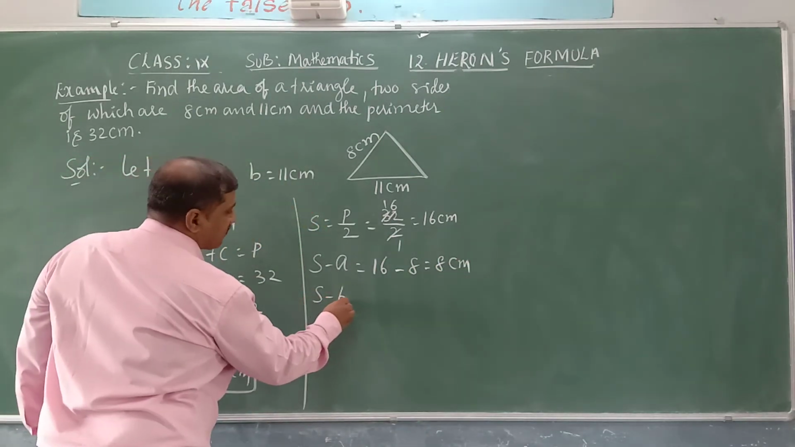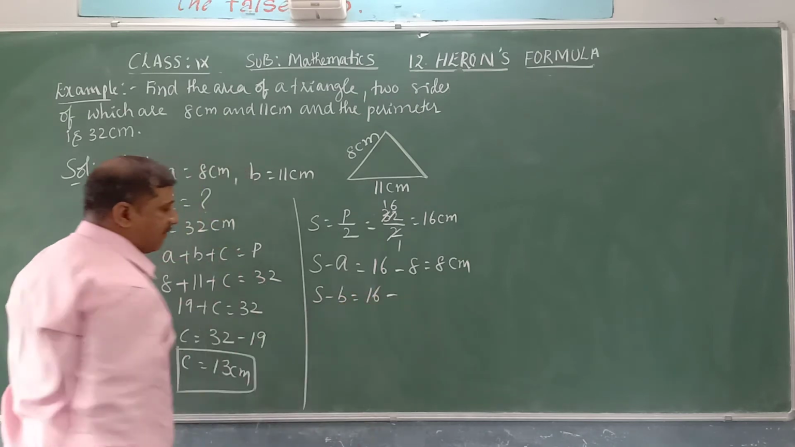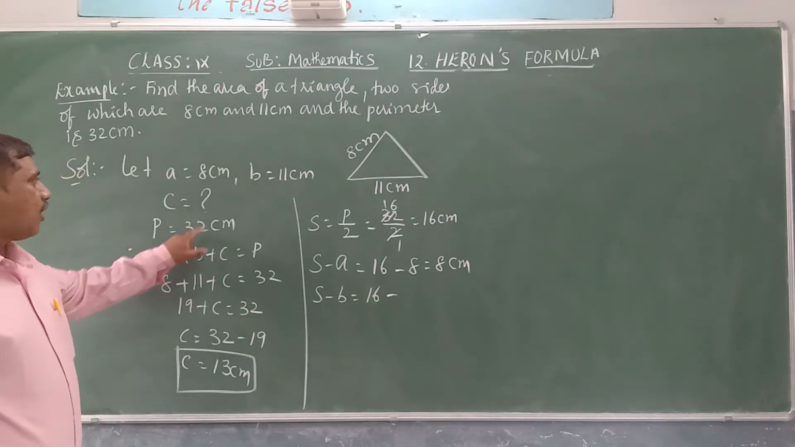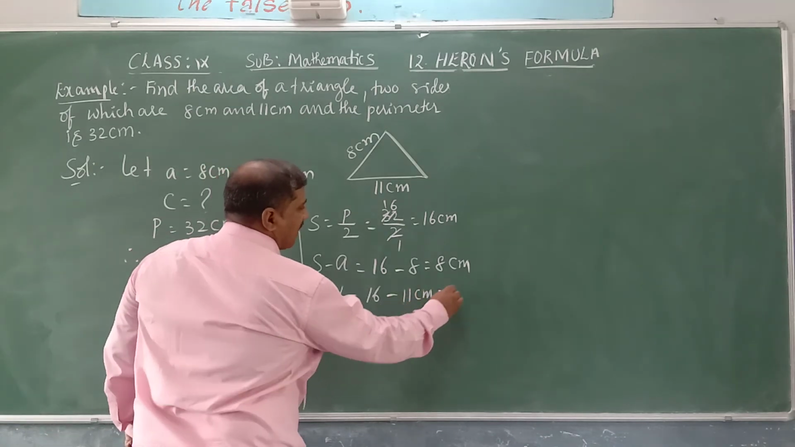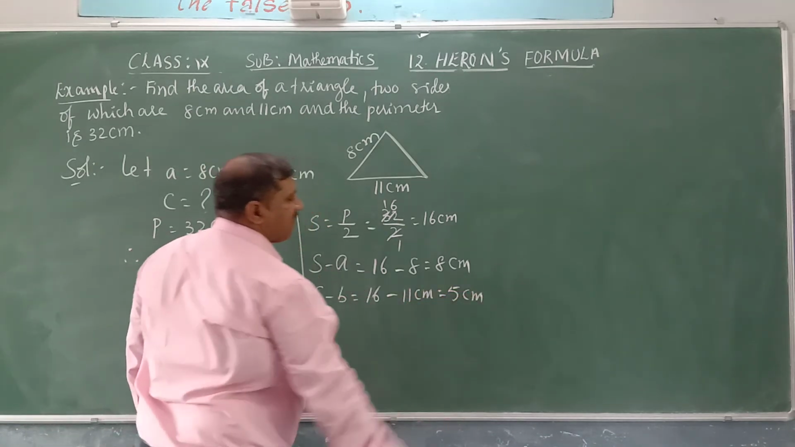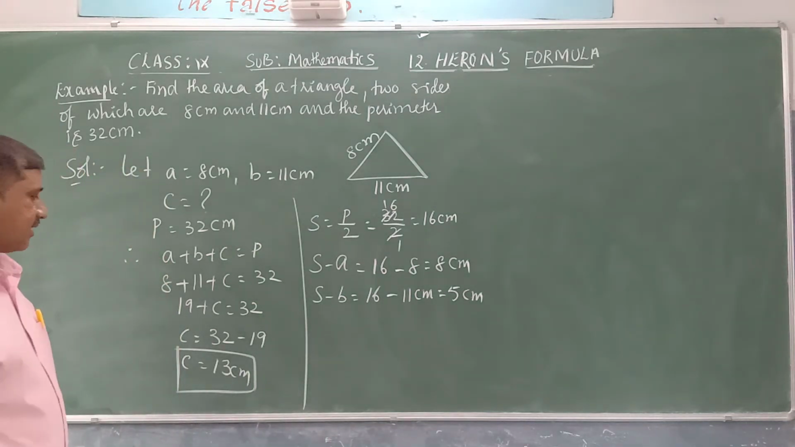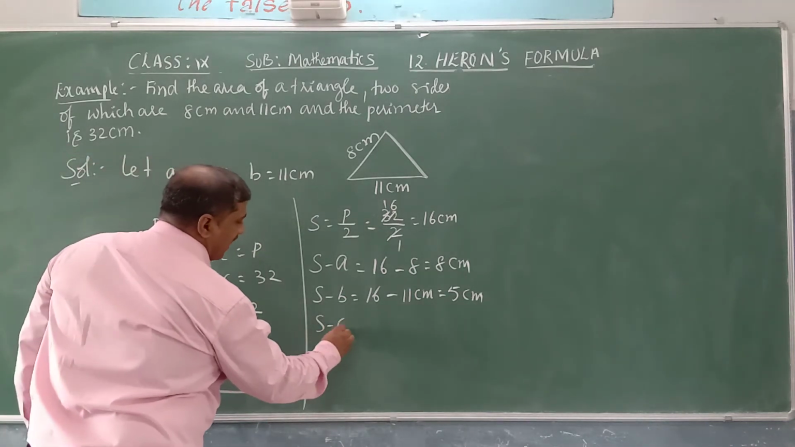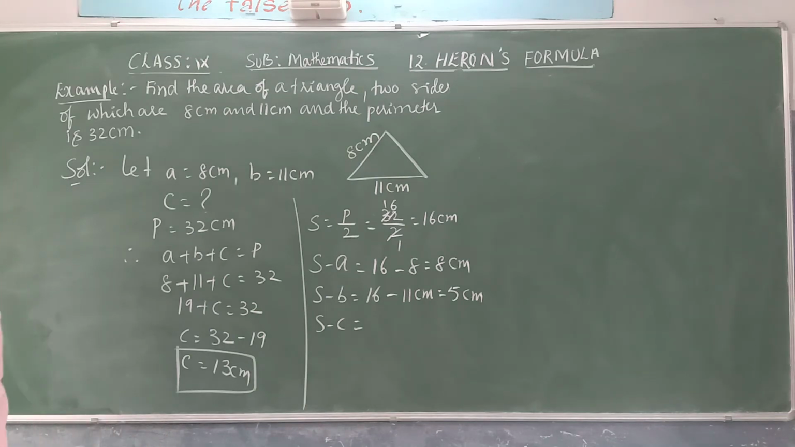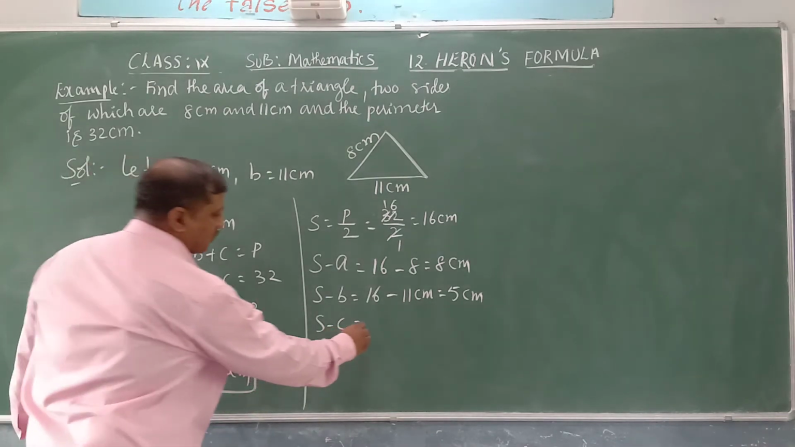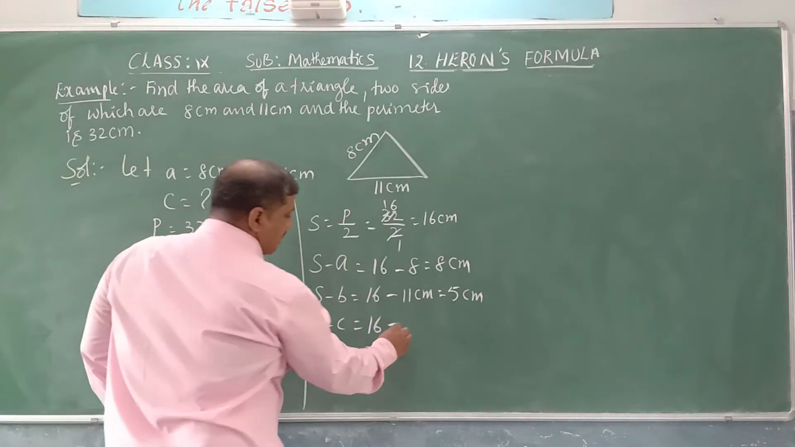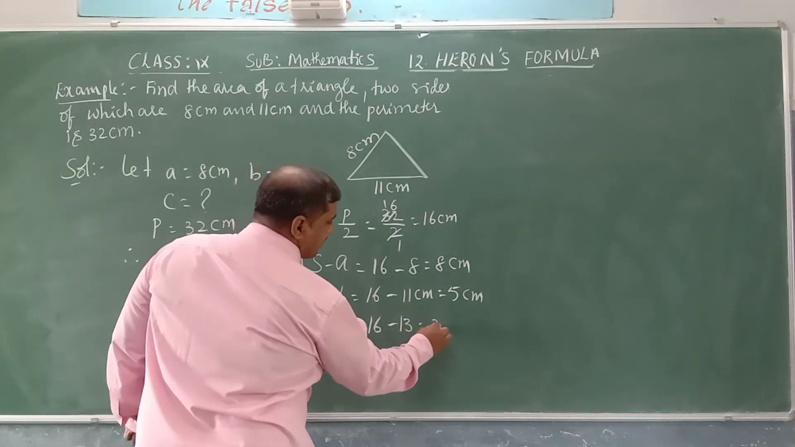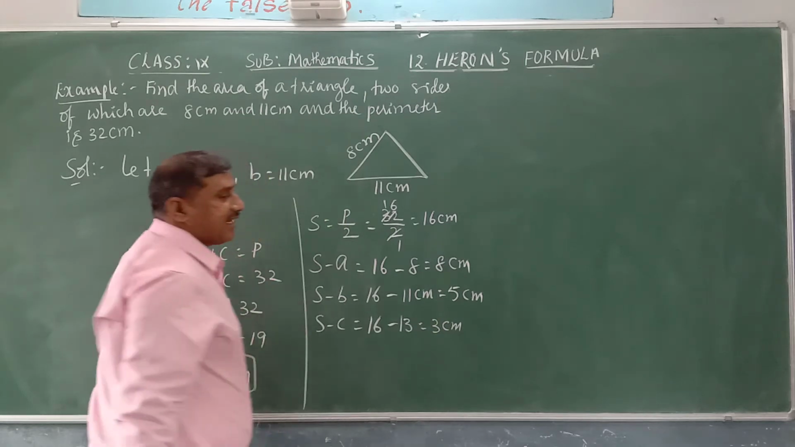Find S minus B. S is 16 centimeters and B is what? 11 centimeters. 16 minus 11, yes, it is 5 centimeters. Then S minus C. Find S is equal to 16, minus C is equal to what we got? 13. Yes, 16 minus 13 is 3 centimeters.